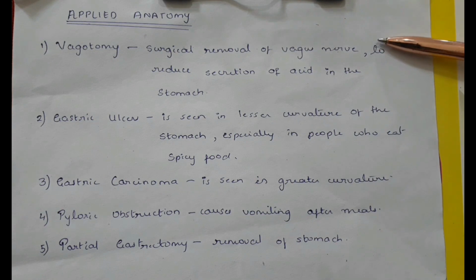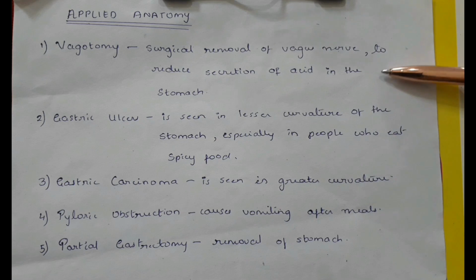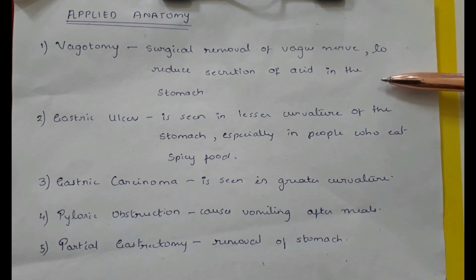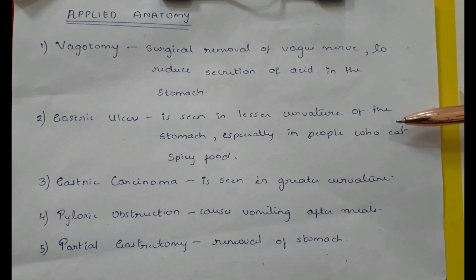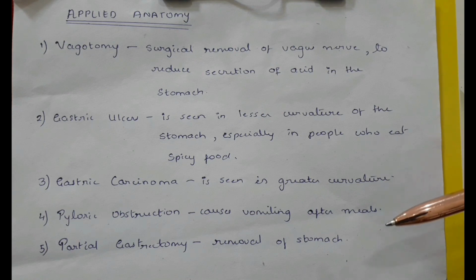Applied anatomy of the stomach. Vagotomy is the surgical removal of the vagus nerve to reduce secretion of acid in the stomach. Gastric ulcers are seen in the lesser curvature of the stomach, especially in people who eat spicy food. Gastric carcinoma is seen in the greater curvature of the stomach. Pyloric obstruction causes vomiting after meals. Partial gastrectomy is removal of part of the stomach.